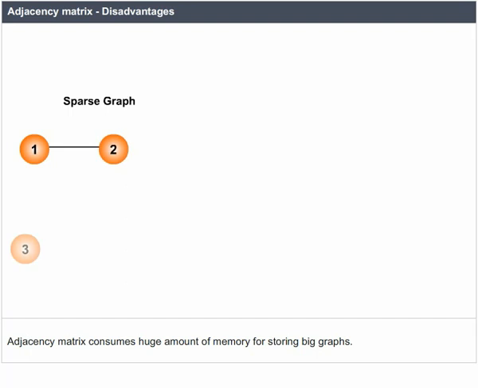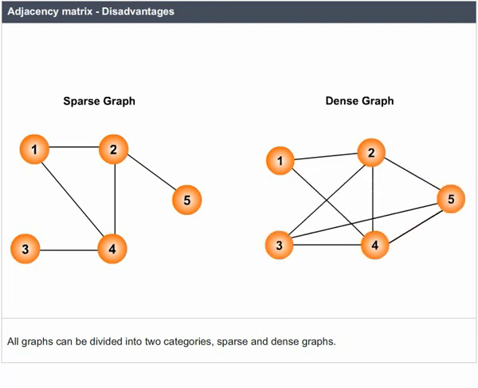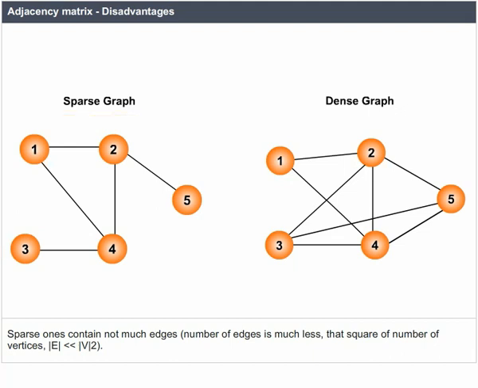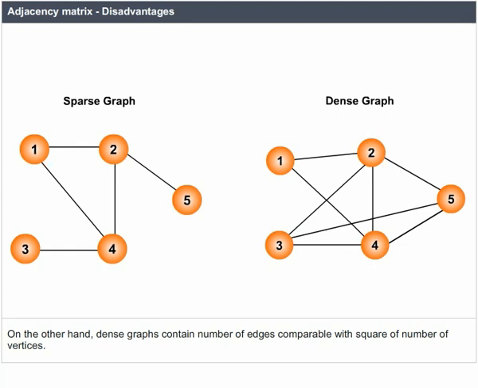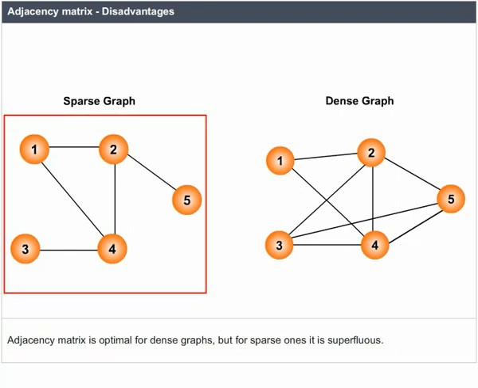Disadvantages. Adjacency matrix consumes a huge amount of memory for storing big graphs. All graphs can be divided into two categories: sparse and dense graphs. Sparse ones contain not many edges. The number of edges is much less than the square of the number of vertices, E is less than V squared. On the other hand, dense graphs contain a number of edges comparable with the square of the number of vertices. Adjacency matrix is optimal for dense graphs, but for sparse ones, it is superfluous.